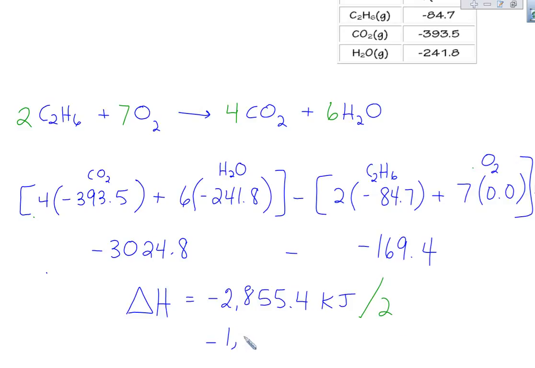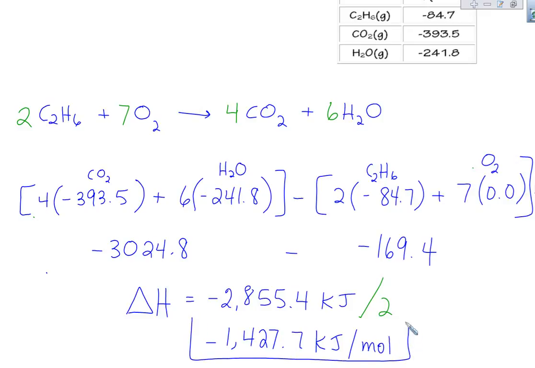And then I'll get my final answer: negative 1,427.7 kilojoules per 1 mole. That's the final answer I want. So just be a little careful how they're wording those.